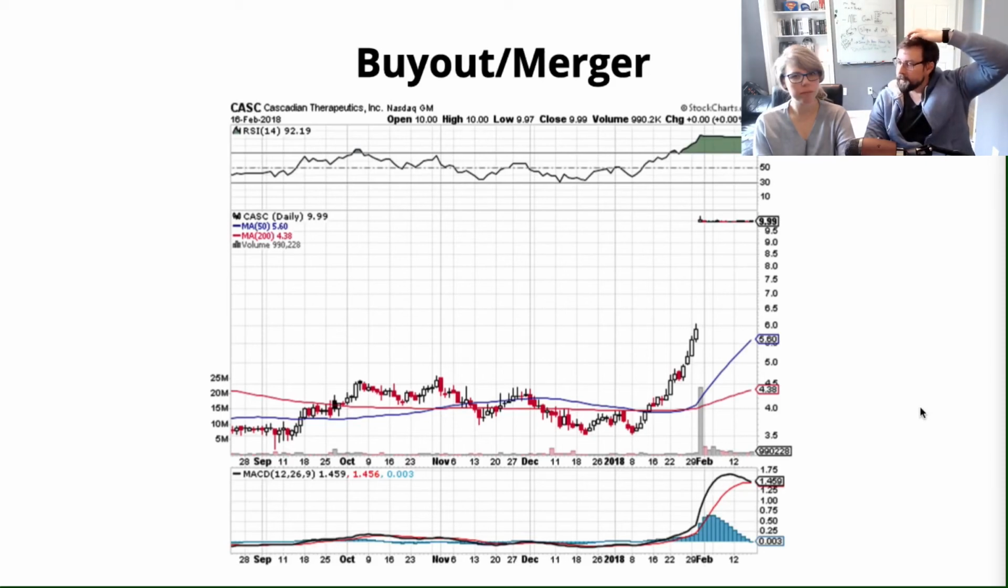And the reason it does that is because there's still a little bit of risk that something will happen, that the government will come and say, no, you guys can't merge, or they'll go through the books and find that there's something bad or whatever. So the difference between what it will gap up to and the actual buyout price, that's just the little bit of risk that they're pricing in.